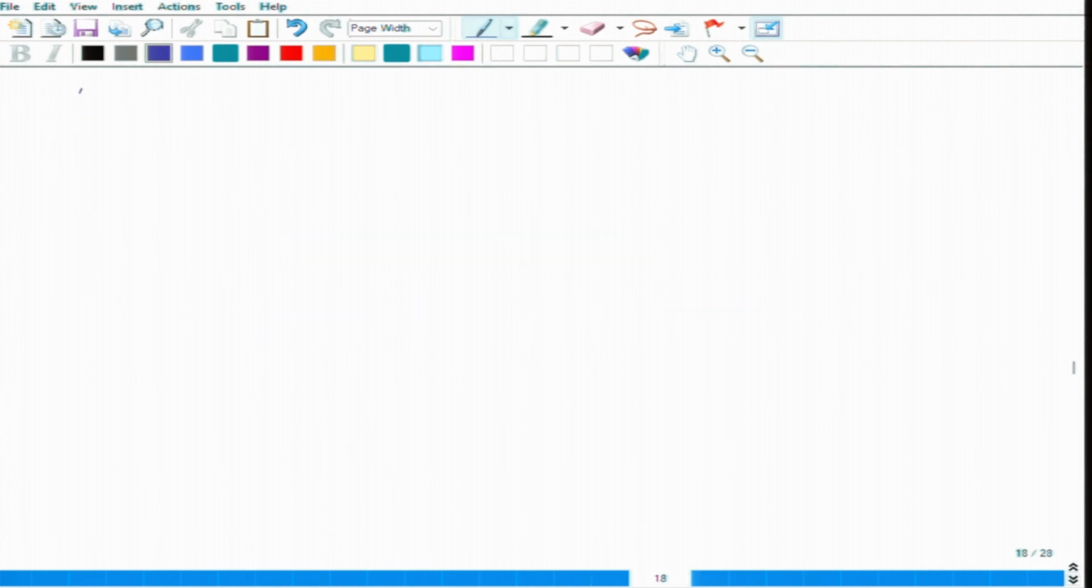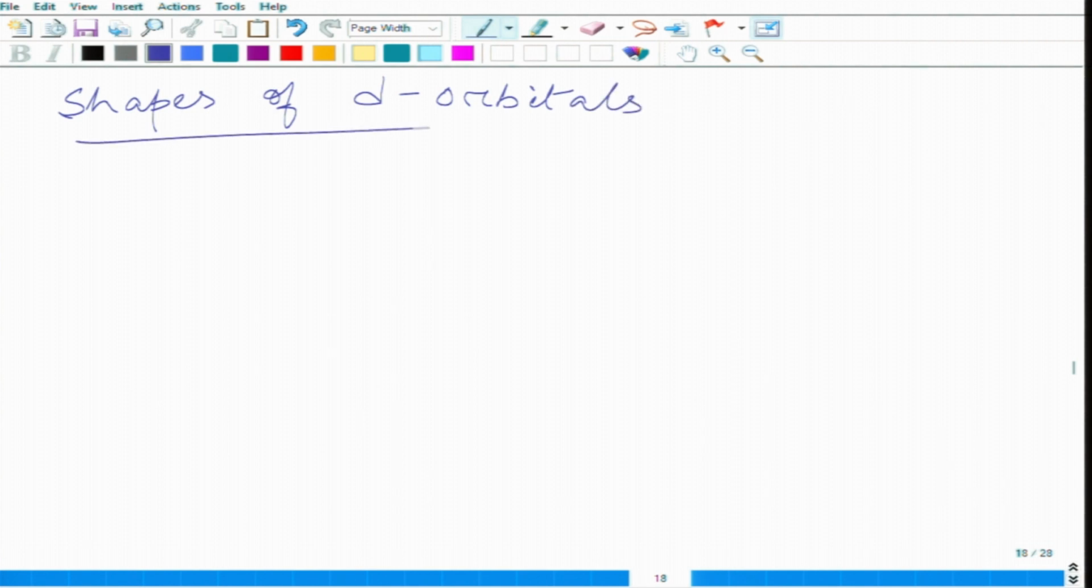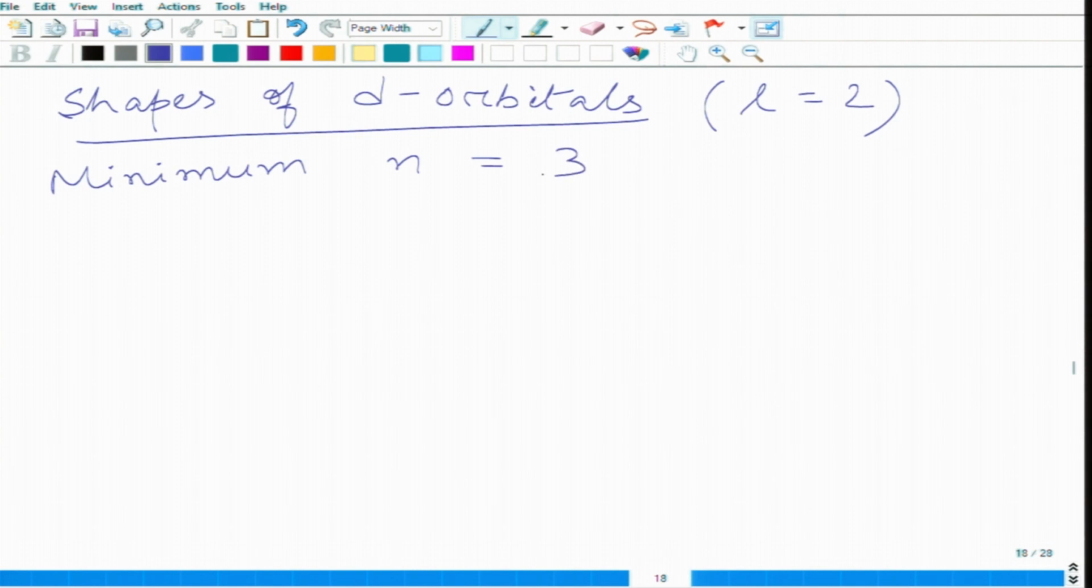Now we will see shapes of d orbitals. For d orbitals, l is equal to 2. So, the minimum n that is possible will be 3. So, 3d is the smallest d orbital.